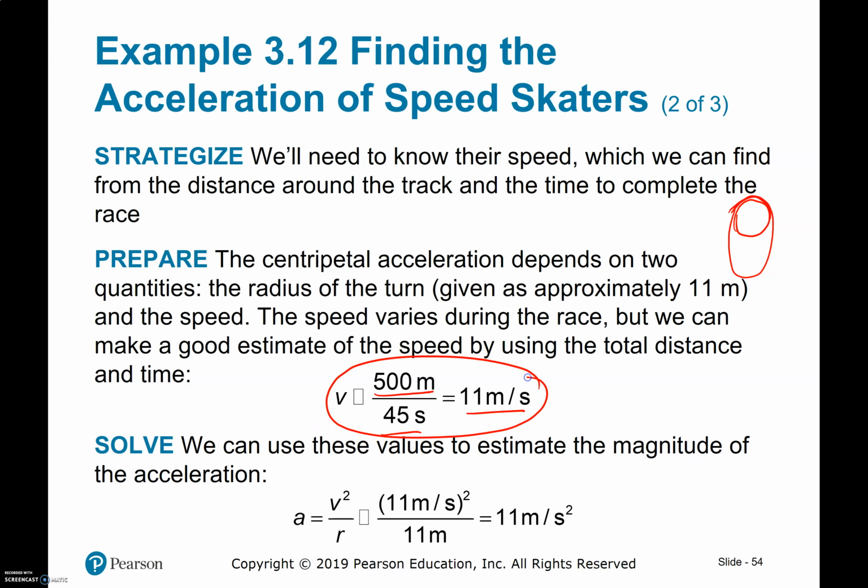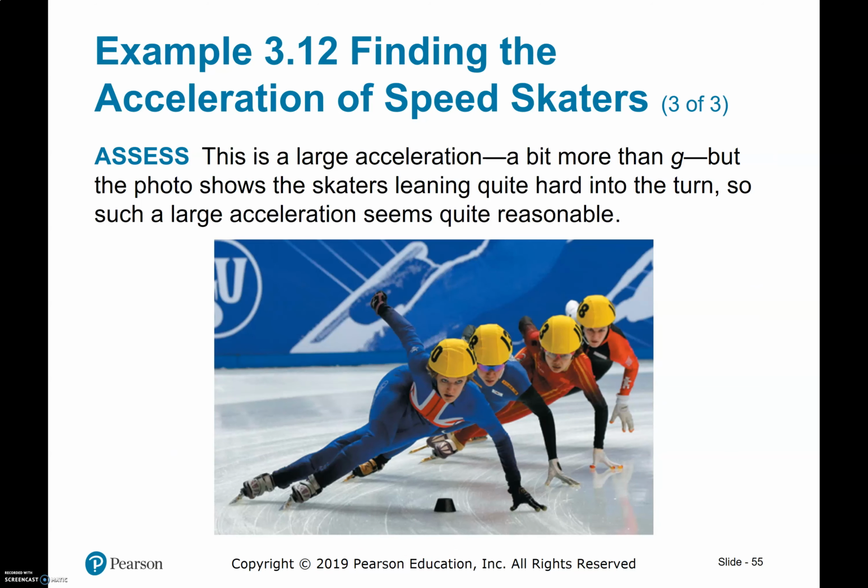So now I have my velocity, and I can solve to find the centripetal acceleration. What is that? It's v squared over r. The radius is given to you, the speed we just found, 11 meters per second, squared. To compare that, the acceleration of gravity is 9.8 meters per second squared. So this is close to the acceleration of gravity.